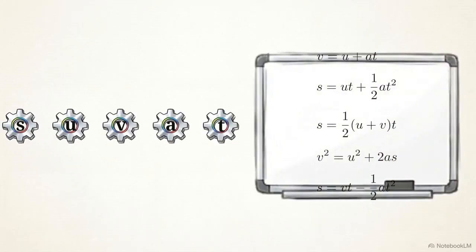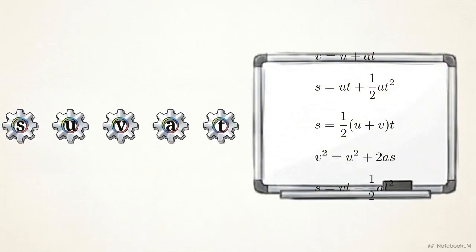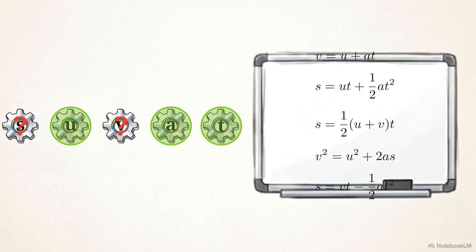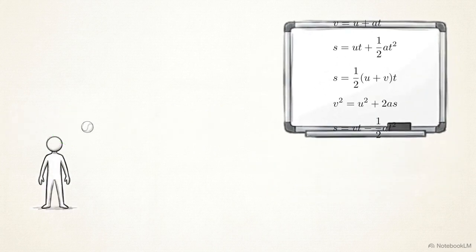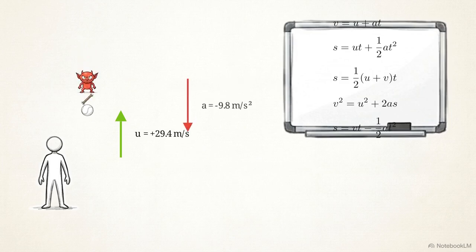Constant acceleration is governed by 5 equations connecting displacement, initial and final velocity, acceleration, and time. This is the SUVAT engine. To operate it, identify 3 known variables. With 3, you can calculate the remaining 2. Throw a ball straight up with an initial velocity of 29.4 meters per second. Gravity pulls downward at 9.8 meters per second squared. We define the upward direction as positive. Because gravity opposes this, its acceleration must be assigned a negative value.